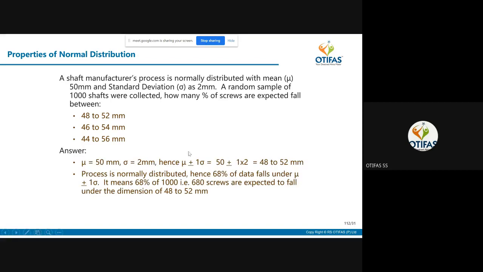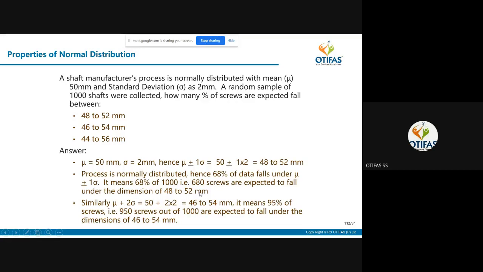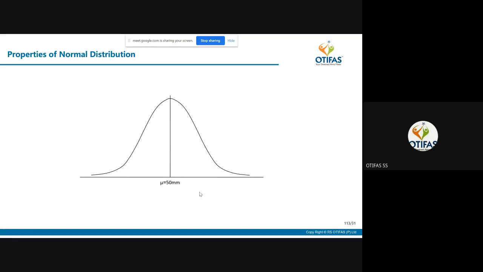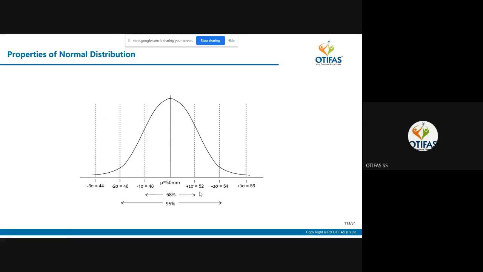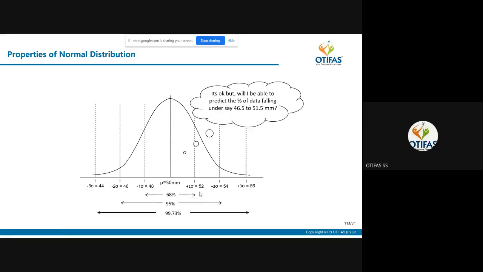That means 680 shafts, or screws, whatever it may be, are expected to fall within the dimension of 48 to 52 mm. Clear? This is the property of the standard normal distribution. So you understood this? 68%, 95%, 99.7%.